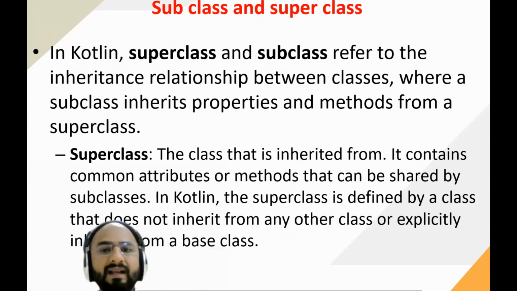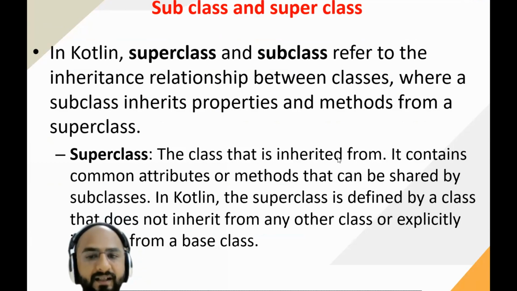Now we can say subclass and superclass refer to the inheritance relationship between classes, where a subclass inherits all the properties and methods of the superclass. It means the child class can access all the properties of the parent class. What is a superclass? The class that is inherited from. It contains the common attributes or methods that can be shared by a subclass. In Kotlin, a superclass is a class that does not inherit from any other class or explicitly inherits from the base class.